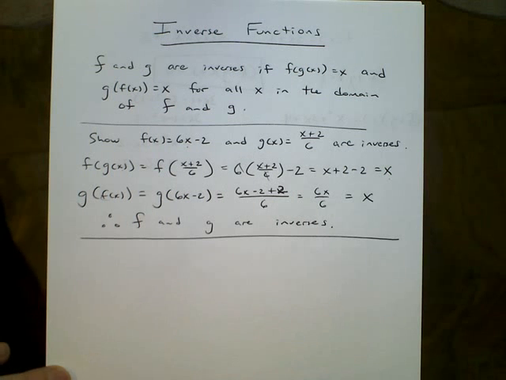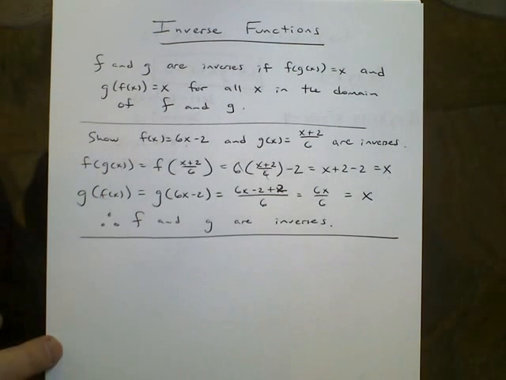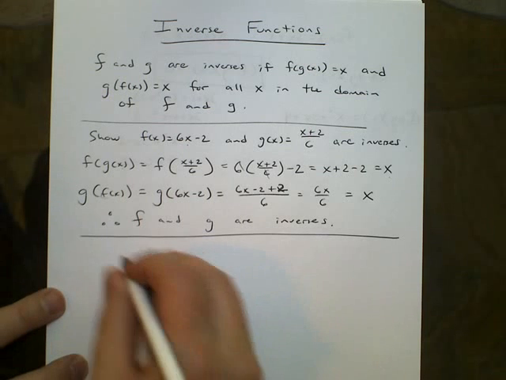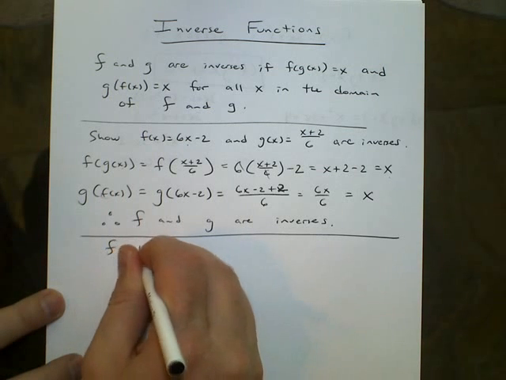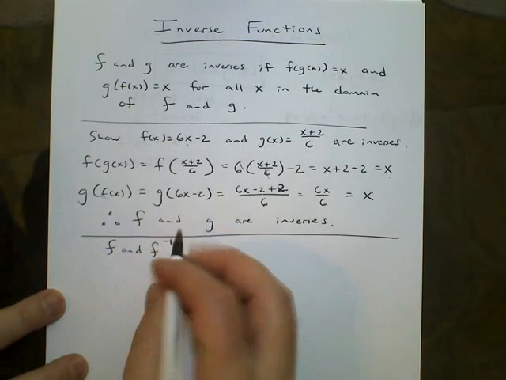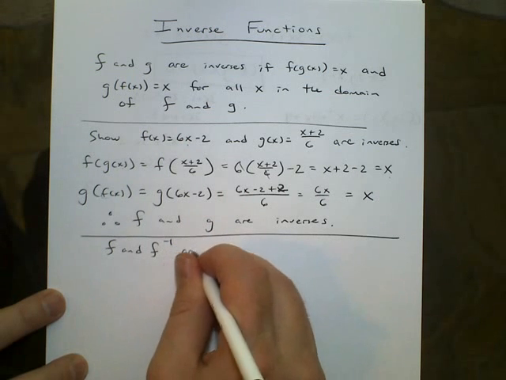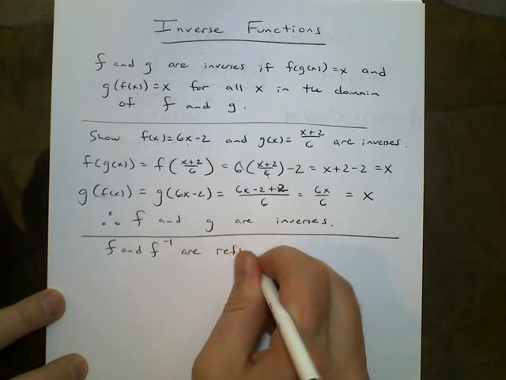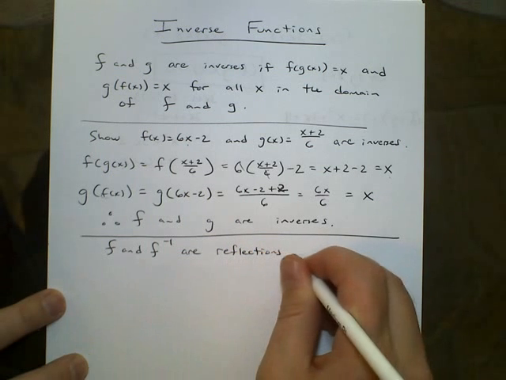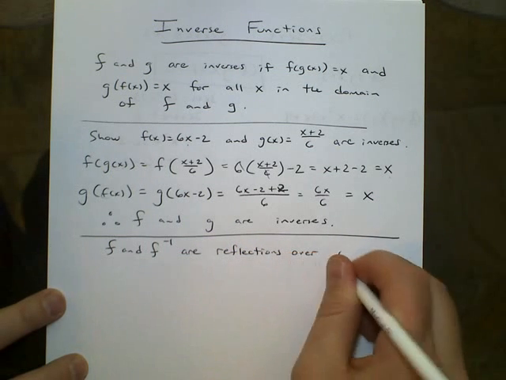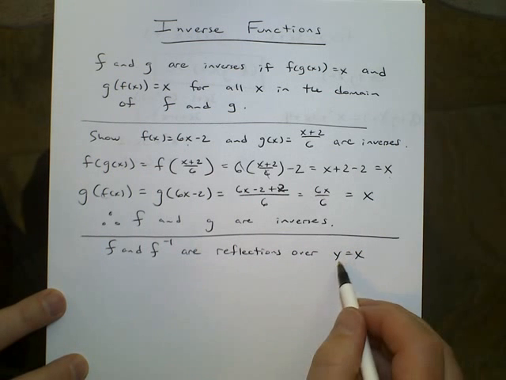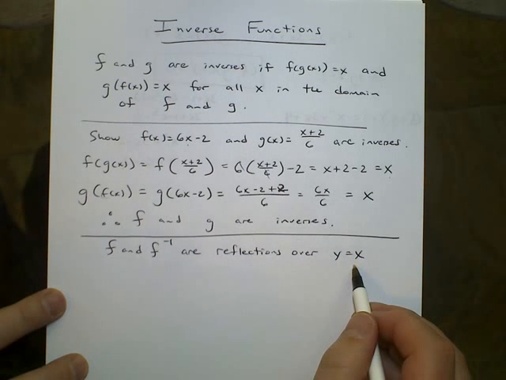Now, because f and g are inverses, what that means graphically is that f and f inverse, this little negative 1 means inverse, that's not an exponent, so that's f inverse, are reflections over the line y equals x. The line y equals x is a diagonal line that goes through the origin and has a slope of 1.